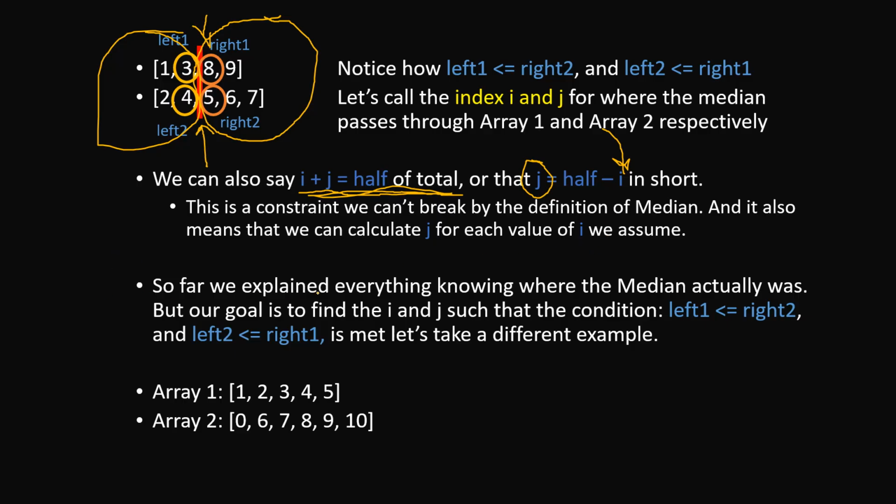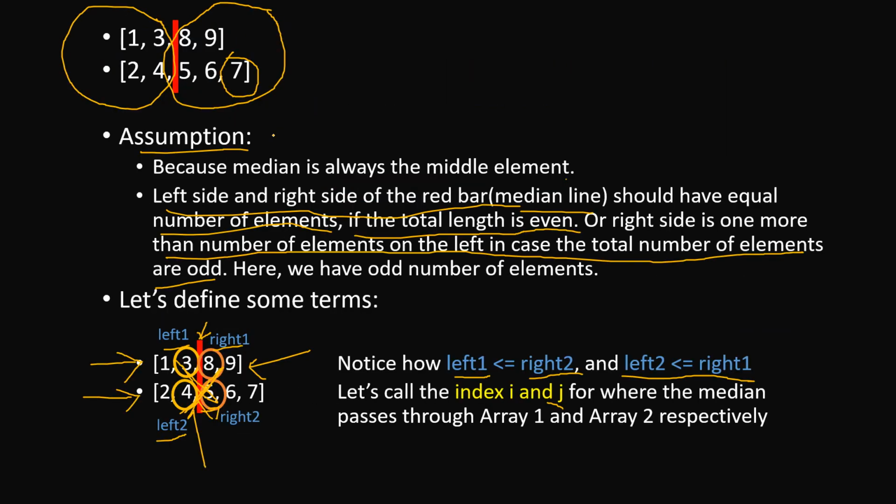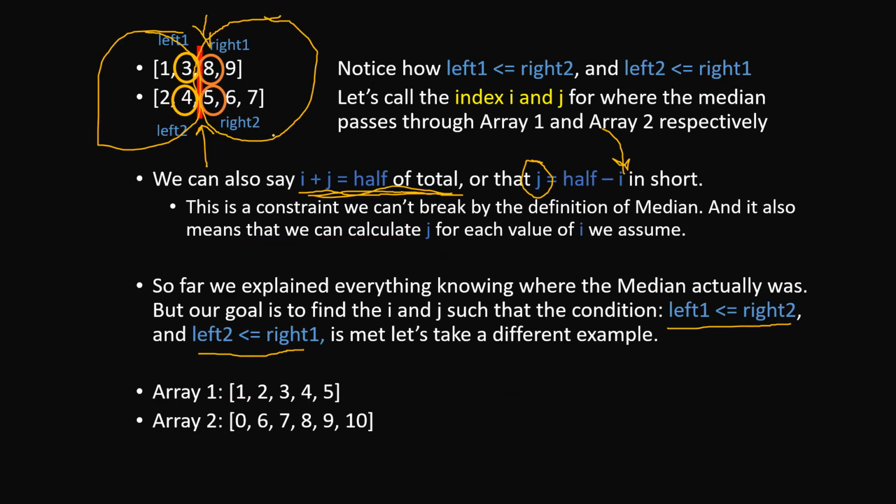So far we explained everything knowing where the median actually was, but our goal is to find the i and j such that the condition left 1 less than right 2 and left 2 less than right 1 is met. That is the ideal placement of our red bar. This is another example, which is different from the ideal placement shown before. This is the previous slide. I will go ahead and show you how it's done.